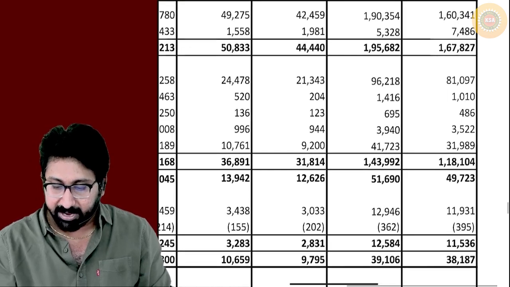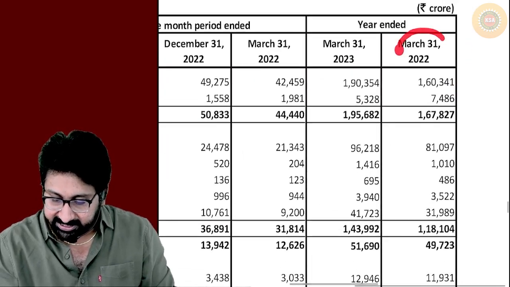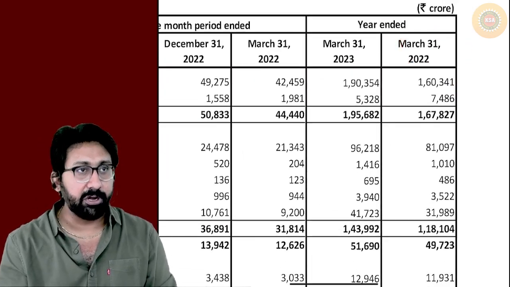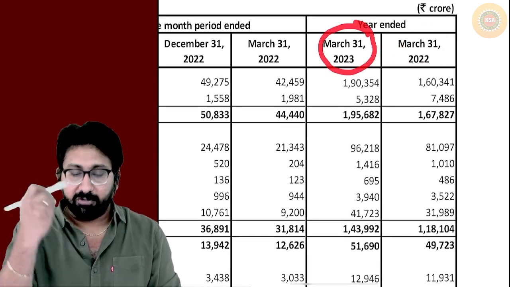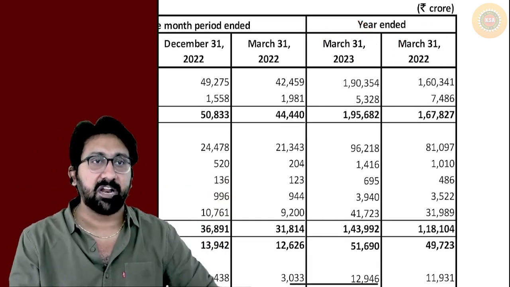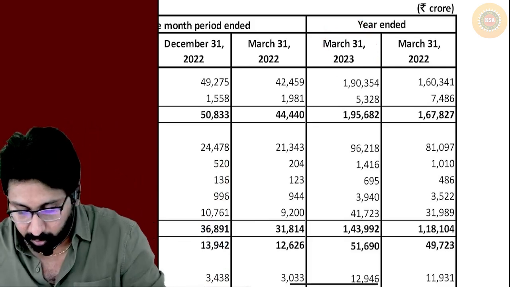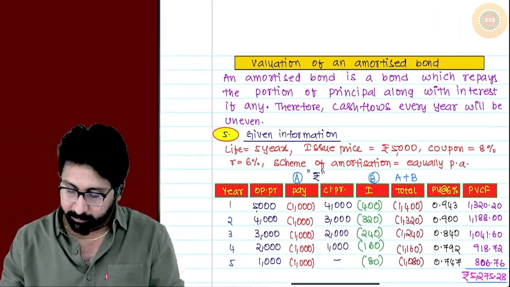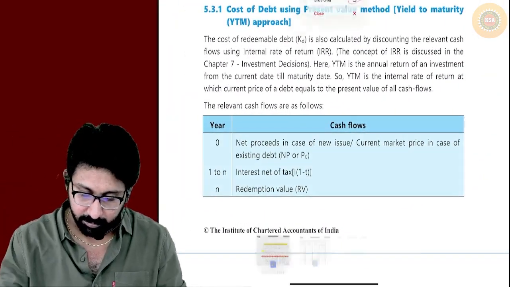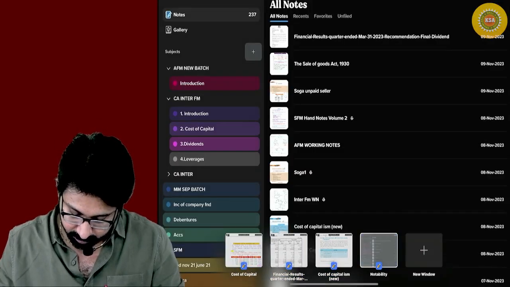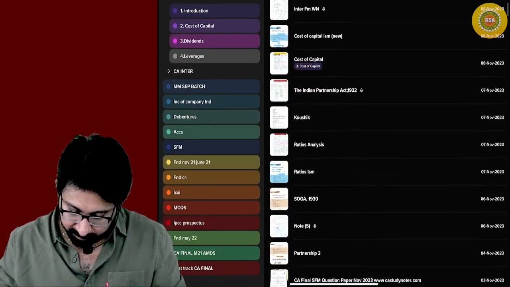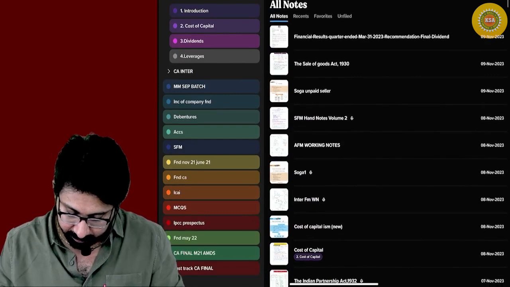Compare these two and tell. This is 31/3/2022. This is 31/3/2023. Shall we start analyzing the financial results? Keep the heading in your notes. Everyone get ready with the calculators as well.